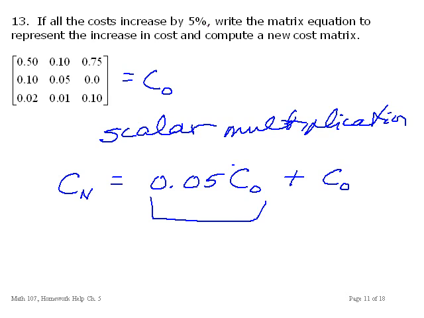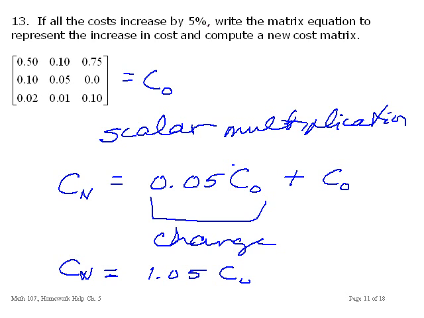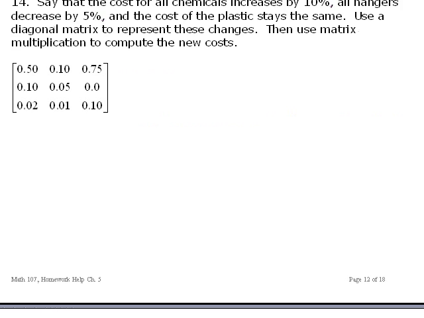If you just do this much, you got the change in cost. You didn't get the whole new cost matrix. You could do this in one step though, since you have to multiply anyway, by multiplying by 1.05 times the old cost matrix. So as you multiply this by 1.05, you would get the new cost matrix. Now in this case, not all the costs change by the same amount. Here all the chemicals are going to increase by 10%, all hangers decrease by 5%, and the plastic is going to stay the same. So if I multiply by 1.1, that's going to change everything.